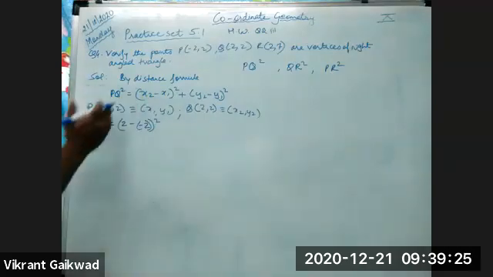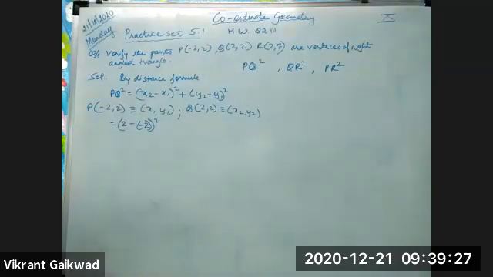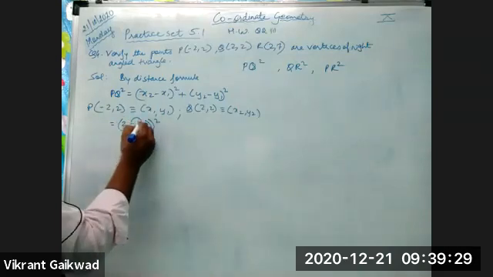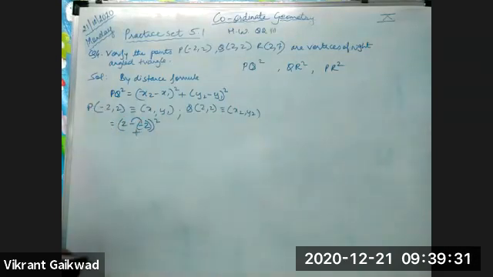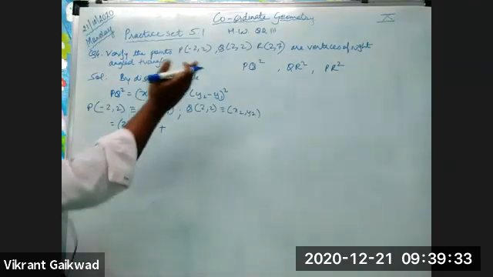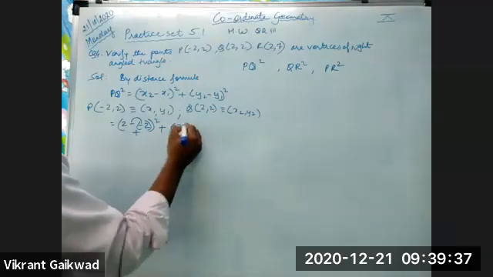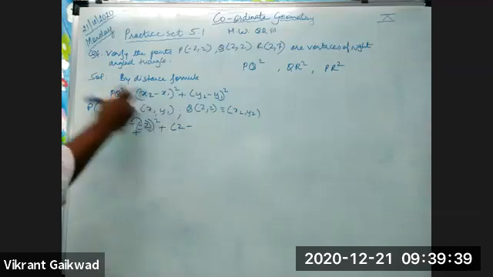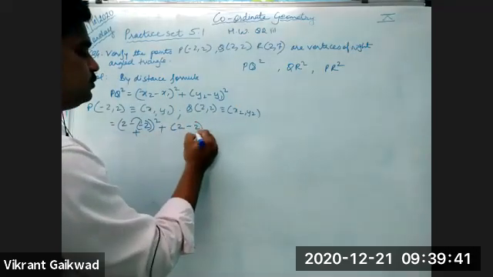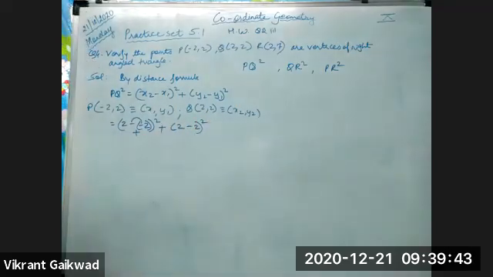Check, x1 is minus 2. So 2 minus of minus 2 the whole square. Minus and minus is going to become plus. Plus. What is value of y2? y2 is 2. So 2 minus y1 is also 2. So 2 minus 2 the whole square. Is this understood by all?